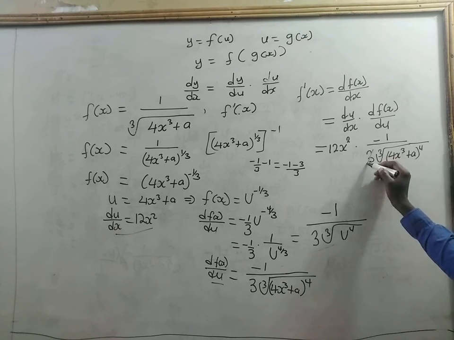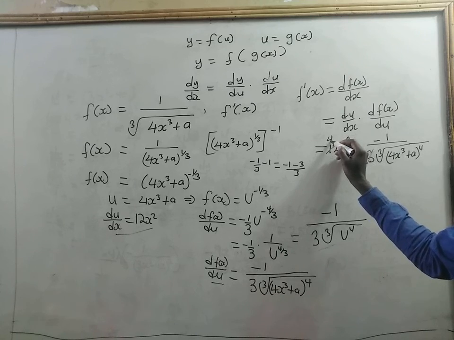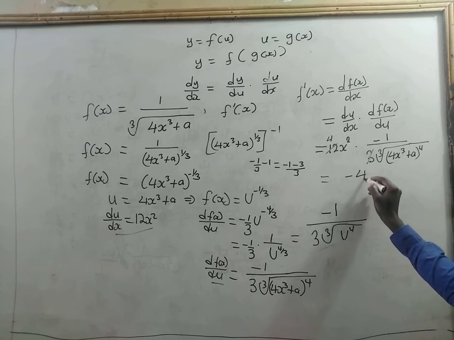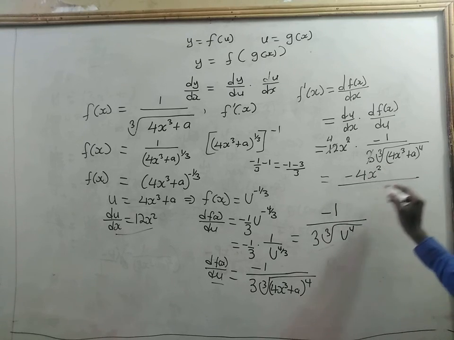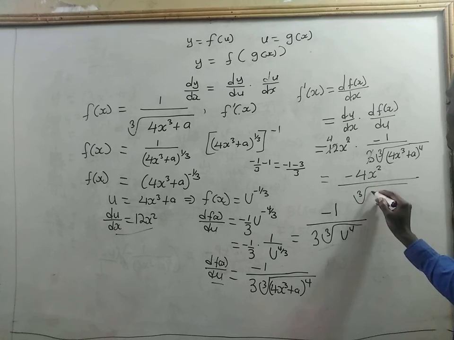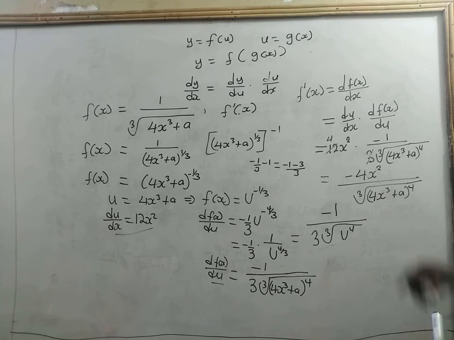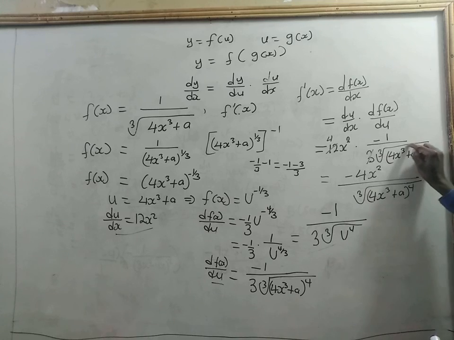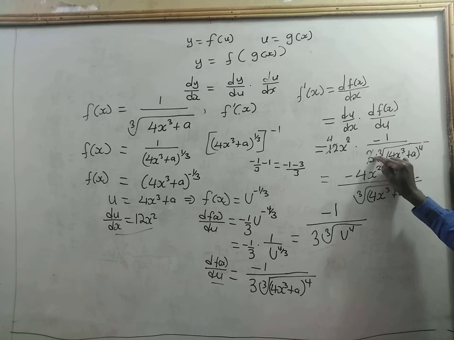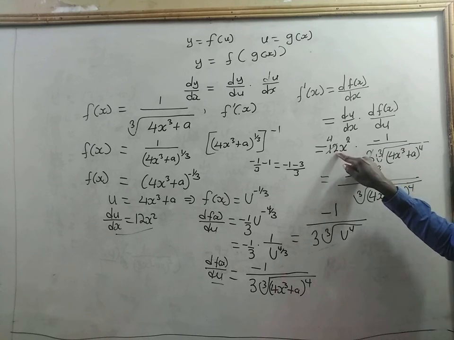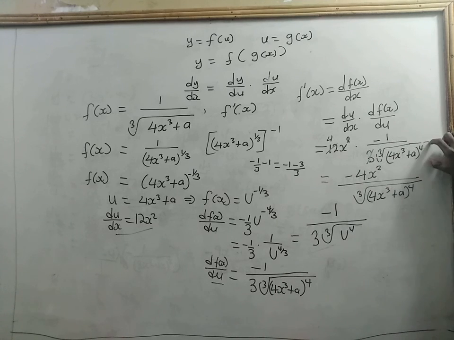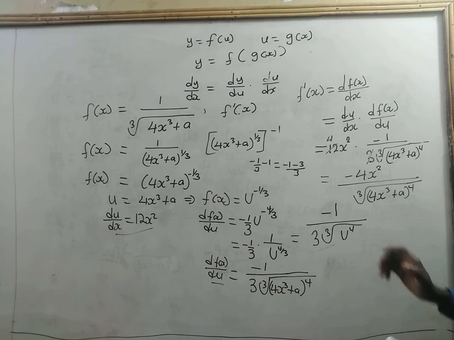So here 3 will divide 12 and we have 4. So we are going to have minus 4x squared divided by the cube root of 4x cubed plus a to the power 4. Please, this 3 here is a function, cube root. So don't go and use this 3 to cancel anything. This 3 is multiplying the cube root of, in brackets, 4x cubed plus a to the power 4. Very, very simple as that.